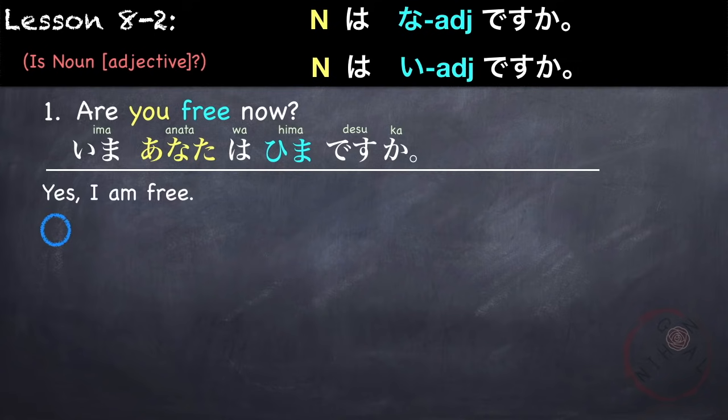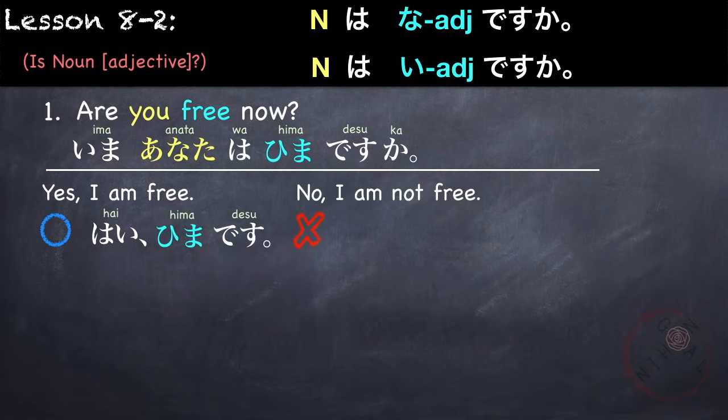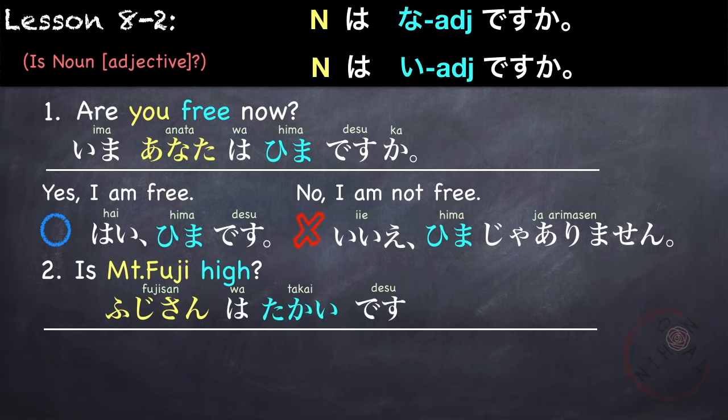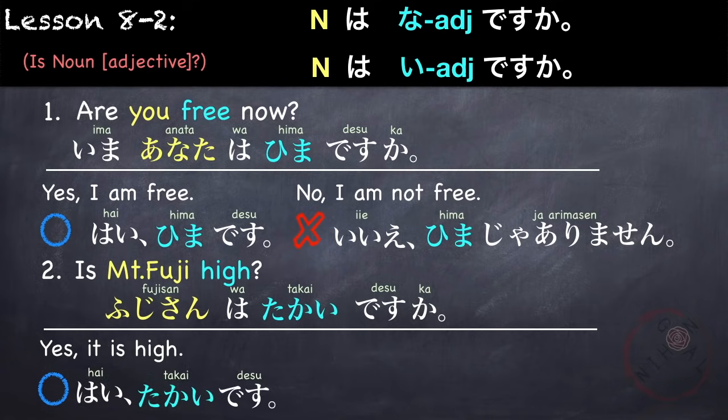For example, yes, I am free. はい。暇です。Or, no, I am not free. いいえ。暇じゃありません。Is Mount Fuji high? Our topic is Mount Fuji. 富士山は high is 高い。富士山は高いですか? Yes, it is high. はい、高いです。Or, no, it is not high.